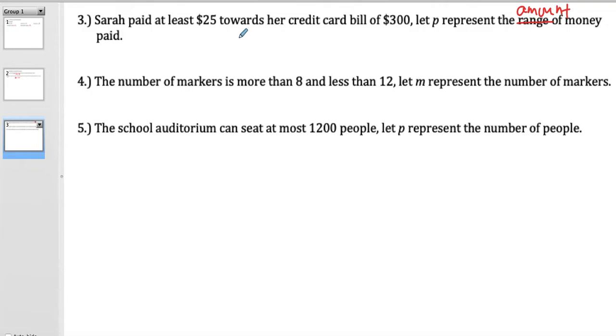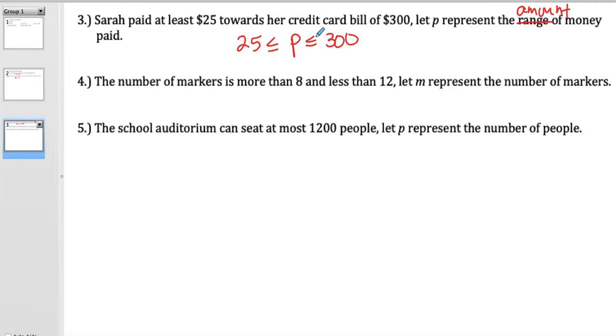So she paid at least 25. So that's my bottom boundary. And again, at least is less than or equal to. P is going to be the money paid. And she could have paid up to $300, the whole entire amount on her credit card for that month. Both of them could be equal to. So P is the range. She paid at least $25 all the way up to $300.